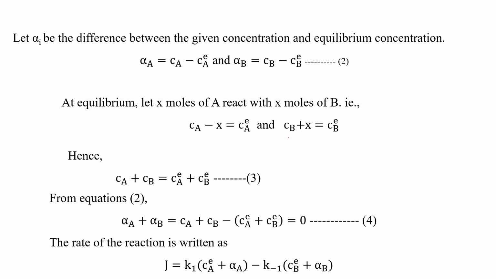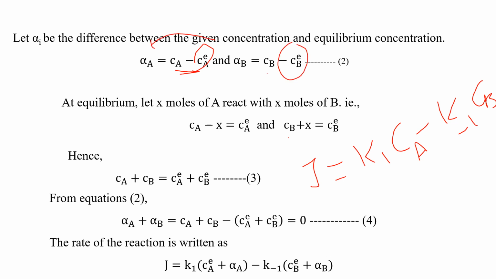So we can see J is equal to K1 Ca minus K minus 1 Cb. So Ca value can be obtained from this equation too. Ca is equal to alpha A plus Cae. If you bring this minus Cae to the opposite side, it will become plus. In the same way, Cb is equal to alpha B plus Cbe, if you bring the Cbe to the opposite side.